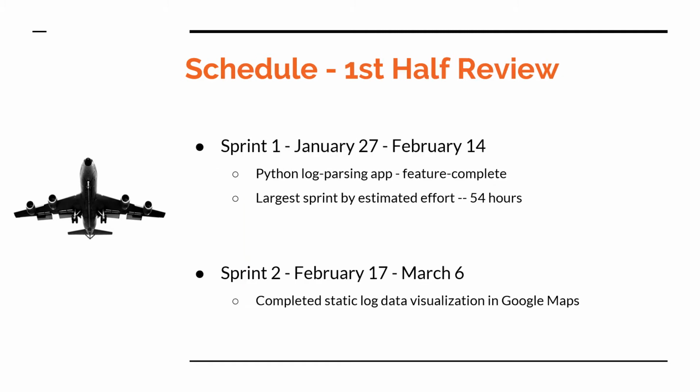Before we give a demonstration of our software, I'd like to review the development schedule that we've used to get here. We used a series of 4 sprints, each around 3 weeks in length. In our first sprint, we got off to a great start, and our local Python application was feature complete by the end of this sprint. Of note is the fact that this sprint was the largest by estimated development effort, which definitely paid off as the semester wore on. In our second sprint, we made a first cut at our web application and learned about plotting data in Google Maps through its API.